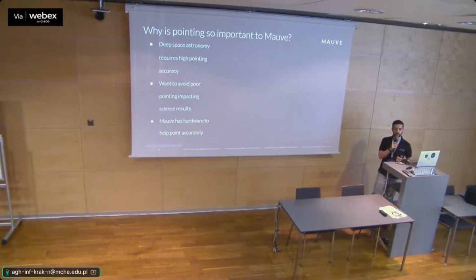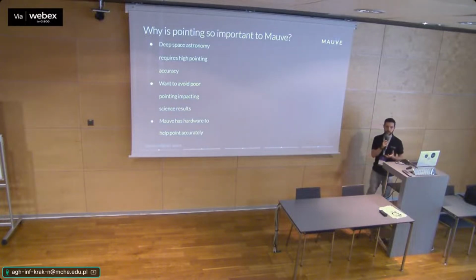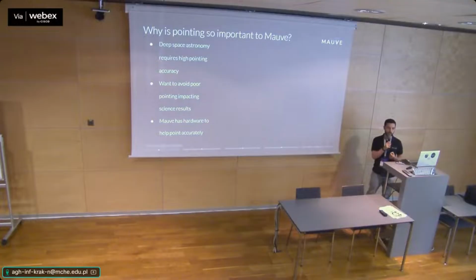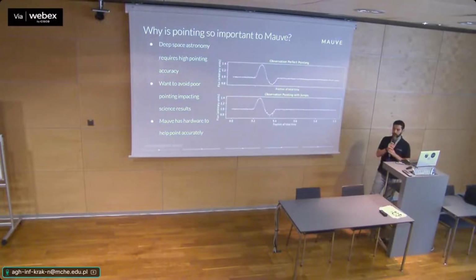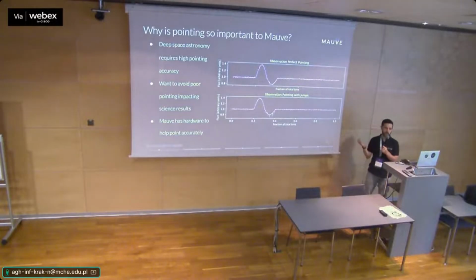Due to the nature of the mission, which is deep space astrophysics, we're really keen to have very good pointing performance. So over a 30-second period, we want to look no more than 20 arc seconds away from where we're trying to look. The reason for this is we want to avoid poor performance having a negative impact on our scientific results. This is some made up results, but this might be what you could potentially look at when you're looking at a flare.